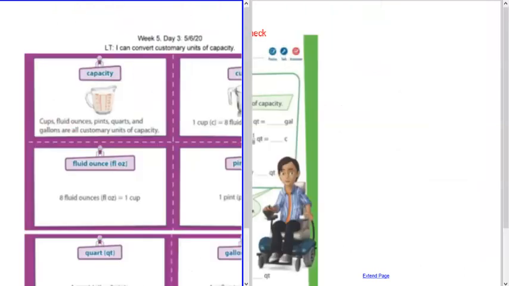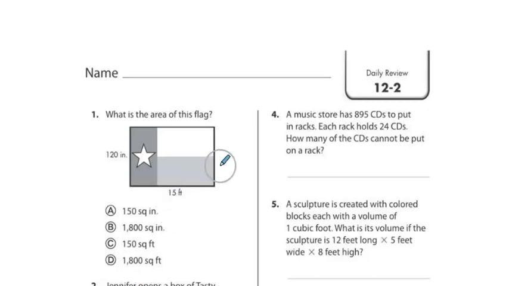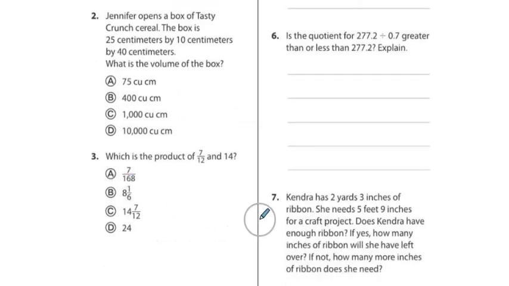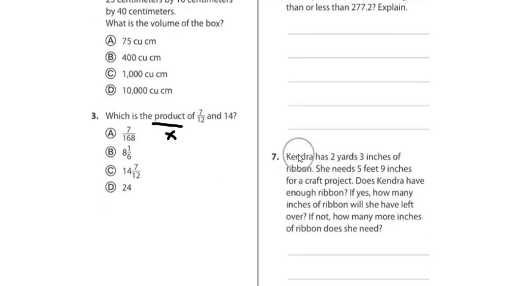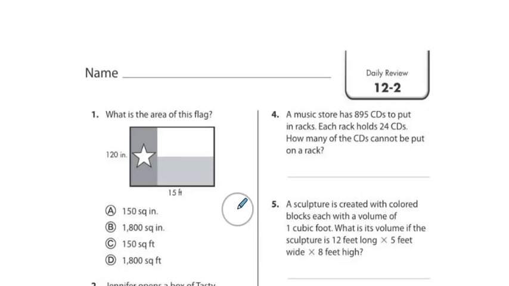All right, so on page 16, you have, let's see if I did this right. On page 16, you have the daily review for today, finding area, finding the quotient of a division problem. So this is all just review. Product of 7 twelfths and 14. Product we know means multiplication. So this is just going to be a quick review. There are 7 questions. So this should be pretty simple for you today.